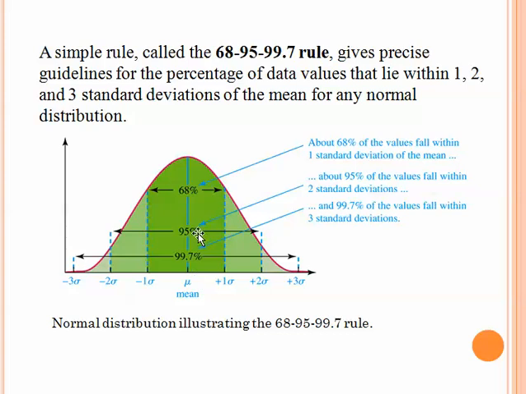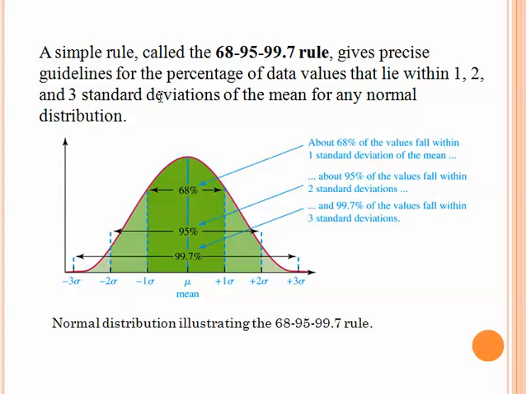So this is called the 68, 95, 99.7 rule. Sometimes it's called the 68-95-99.7 rule. And it gives precise guidelines for the percentage of data values that lie within 1, 2, and 3 standard deviations of the mean for any normal distribution.